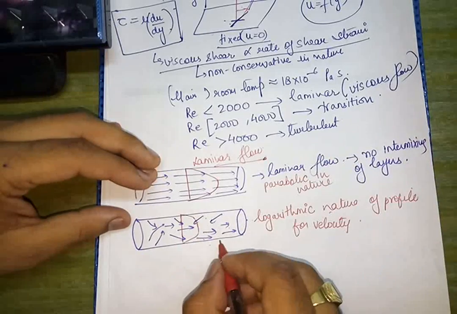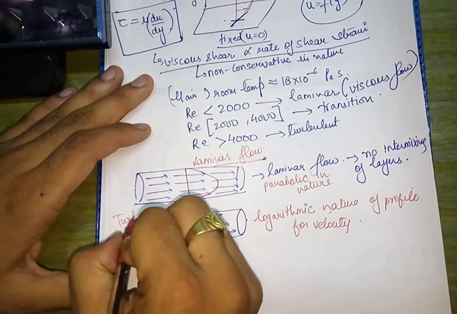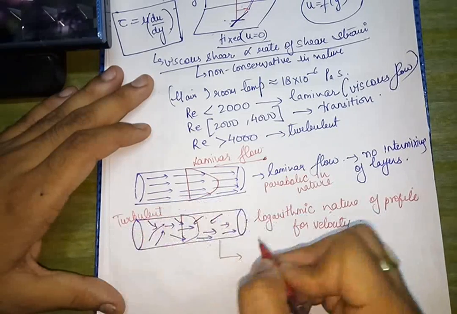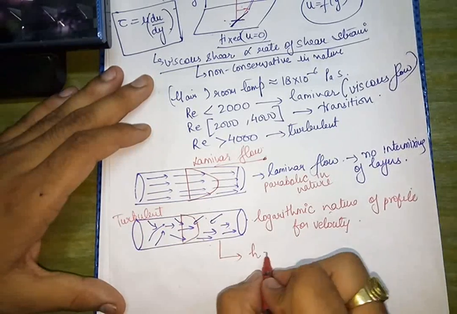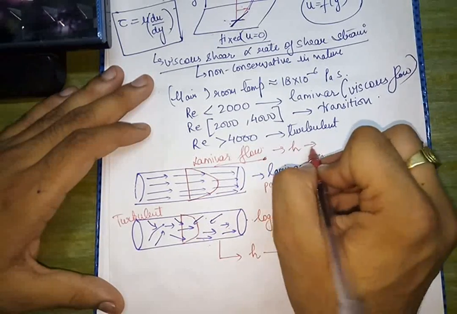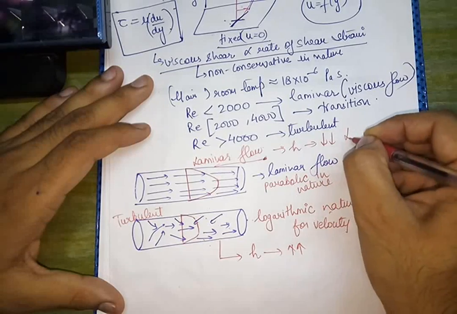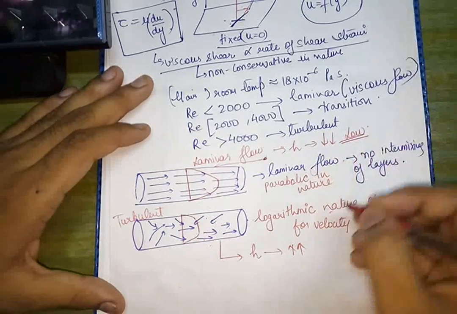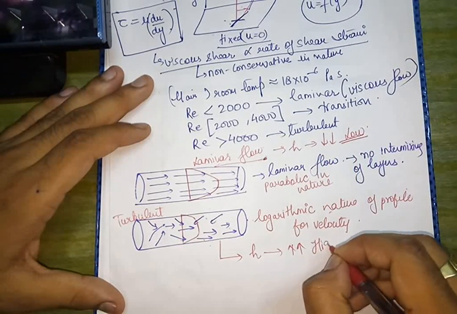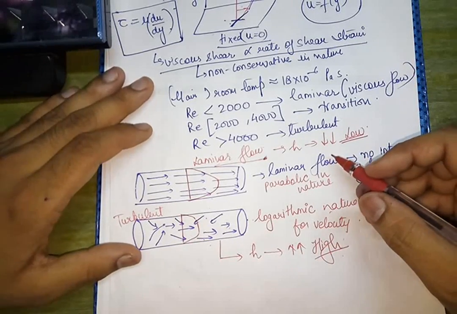In case of turbulent flow, the value of H, that is the convective heat transfer coefficient, is generally high, and the value of H for laminar flow is generally low.